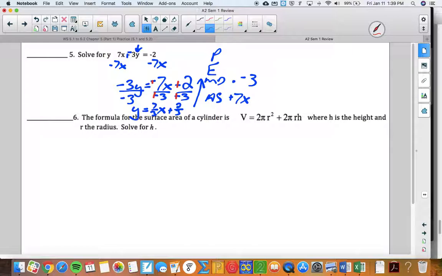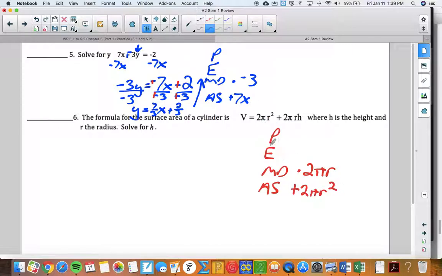Here we are, the formula for the surface area of a cylinder is as such, where h is the height and r is the radius, solve for h. So again, same thing, what's being done to h? It's being multiplied by 2 pi r. And it's being added to by 2 pi r squared.